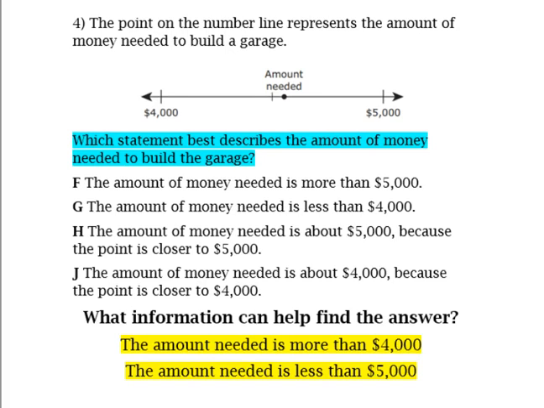What information can help find the answer? Well, we know that the amount needed is more than 4,000 because looking at our number line, the dot that shows the amount needed, it's more than 4,000, but it's less than 5,000. And remember we have that slash in between, that line in between as well. So that's information that we need.